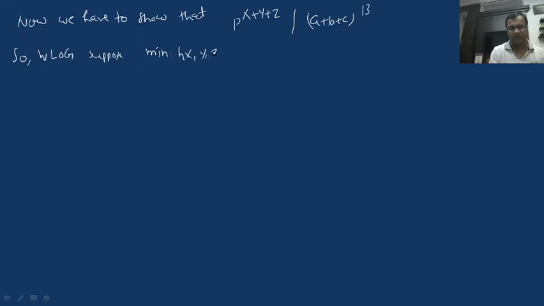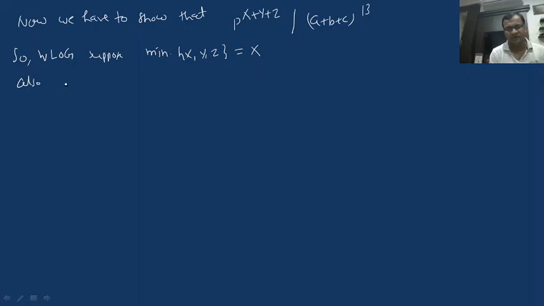Now we have to show that, in order to prove the result, P to the power X plus Y plus Z also divides A plus B plus C raised to the power 13. So without loss of generality, we can suppose the minimum of X, Y, Z is X.